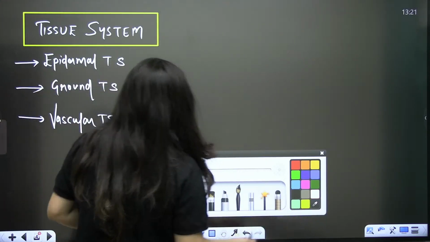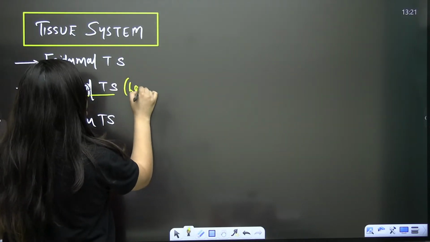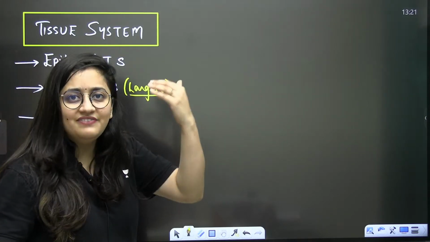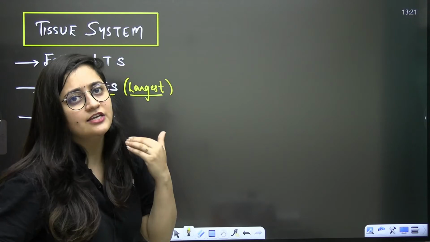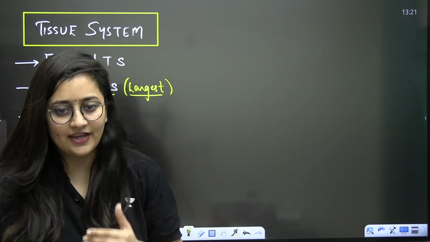Clear bache? So just for your quick revision, when it comes to the ground tissue, it is the largest tissue in the case of a plant, right bache? And here you will divide this ground tissue, especially in the case of the dicot stem.